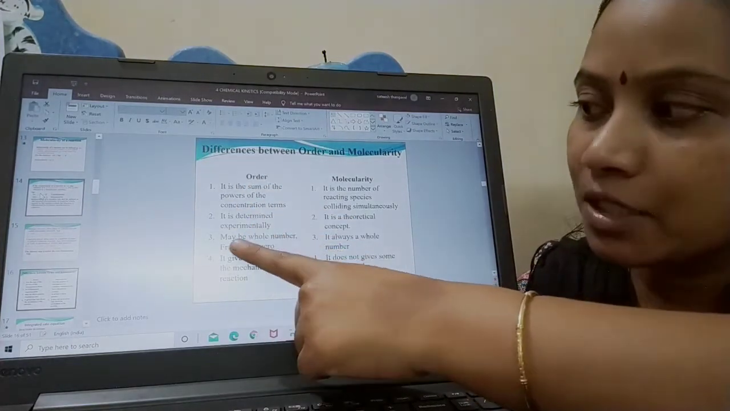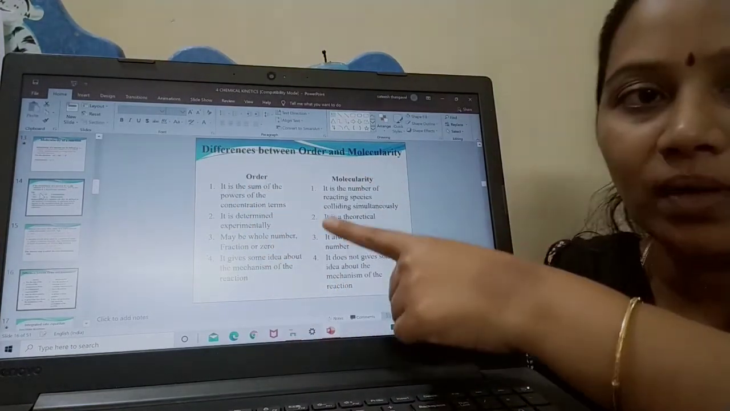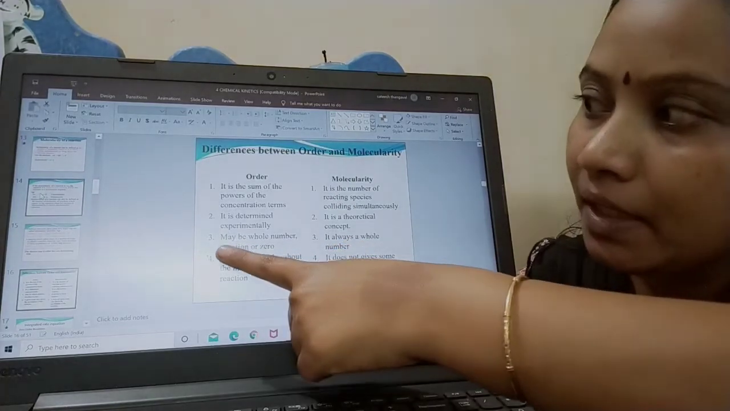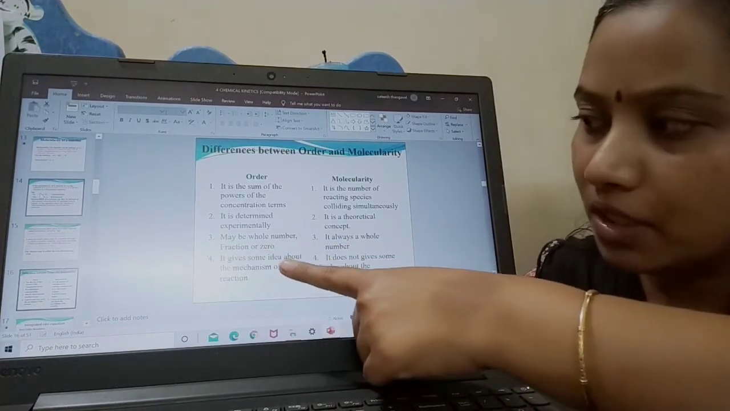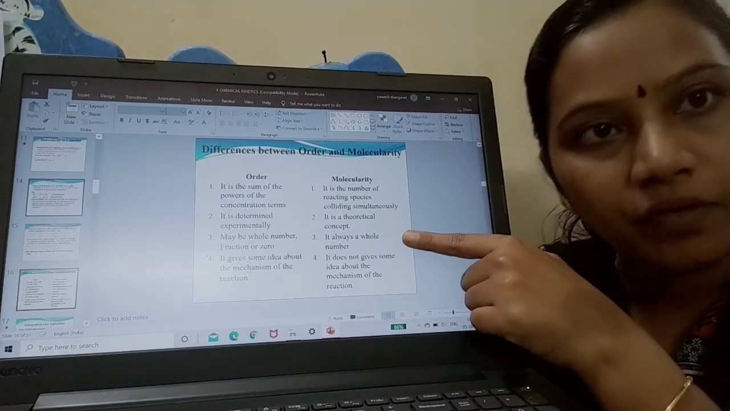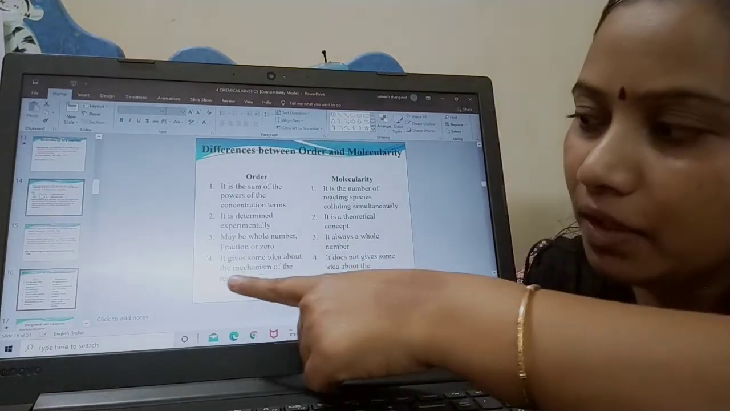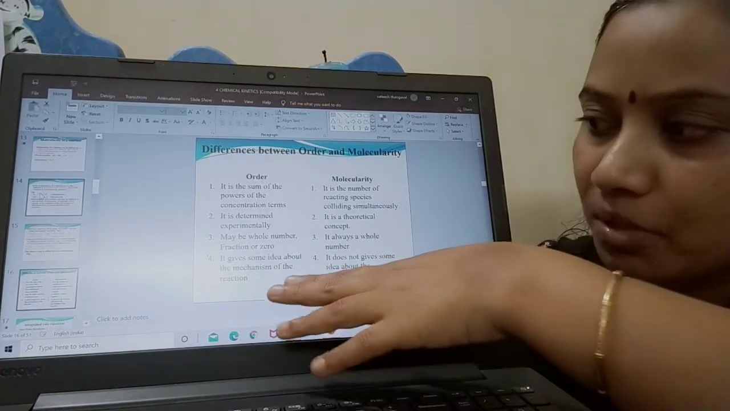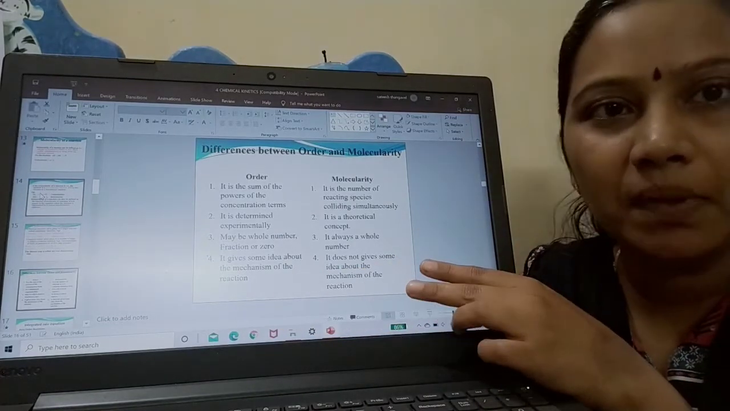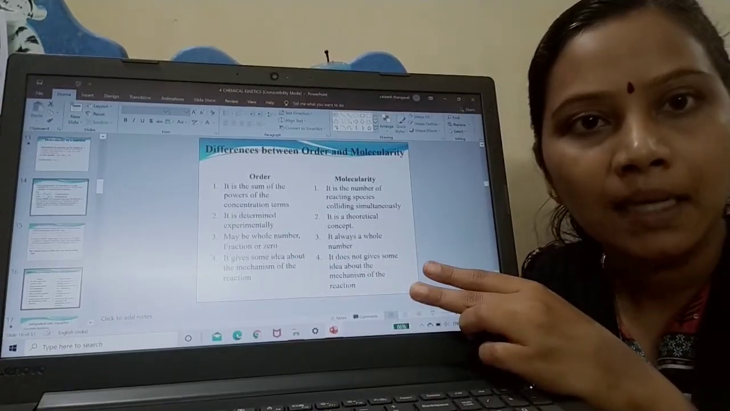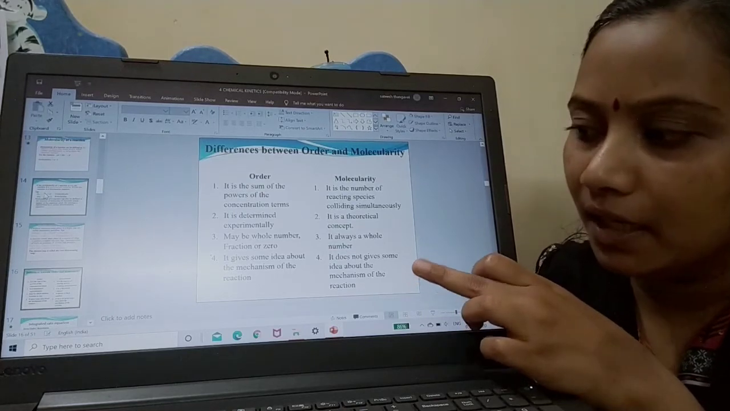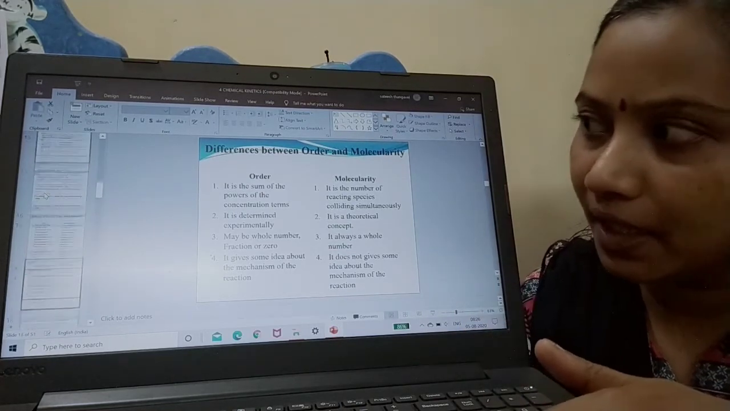Order is an experimentally determined value while molecularity is a theoretical concept. Order may be a whole number, a fraction or zero, but molecularity should always be a whole number. It gives some idea about the reaction mechanism, but knowing the number of molecules present will not give you a clear-cut idea about the mechanism of the reaction.